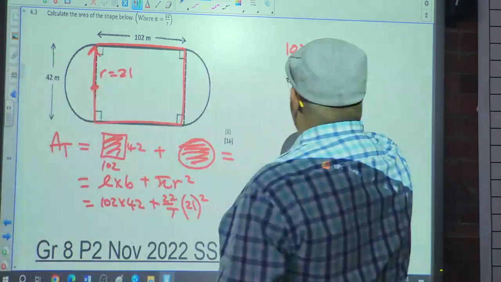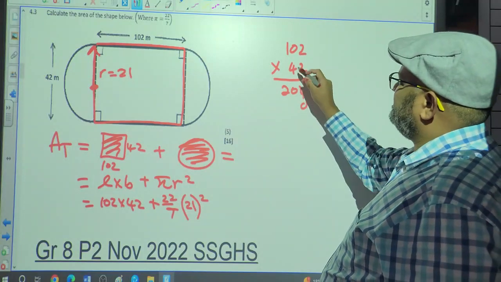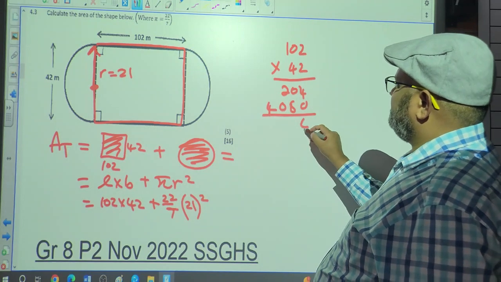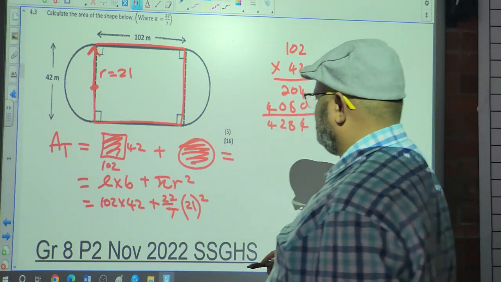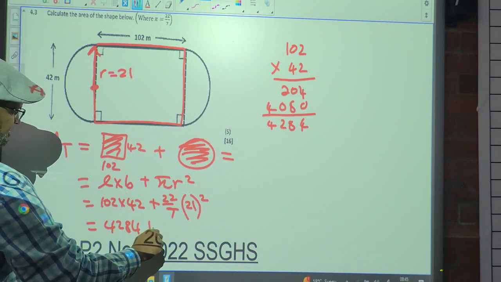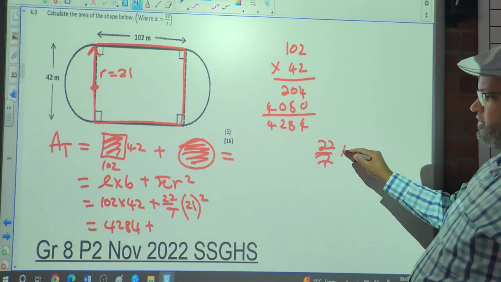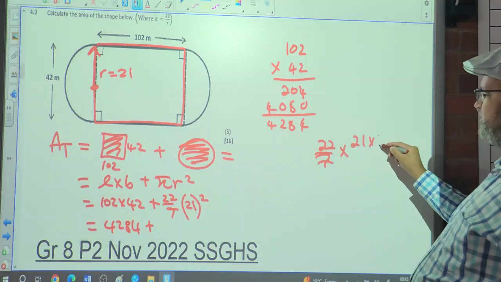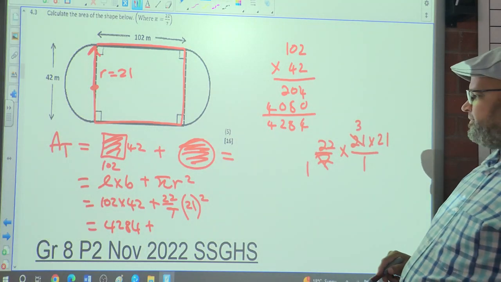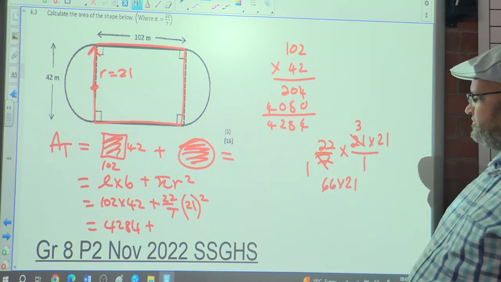Okay, so now we go 102 multiplied by 42. So it's going to give you 204, 0804. If you add it, you get 4284. Now 22/7 multiplied by 21 squared, which is 21 times 21, not so? So 7 going into 7 once, 7 going into 21 3 times. 3 times 22 is 66. So that's 66 times 21.